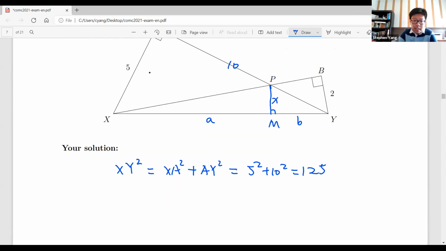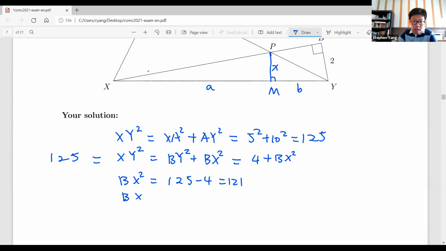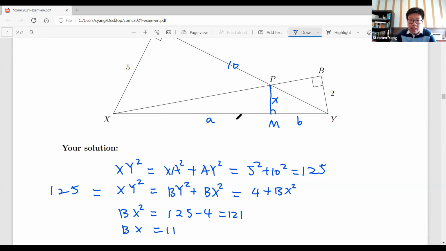Also you'll know that XY squared is equal to BY squared plus BX squared. So you know XY squared is equal to 125. Then BY is equal to 2, so BY squared is equal to 4. So then you can find BX squared is equal to 125 minus 4, so that is 121. So then you'll know BX is equal to 11. Right?